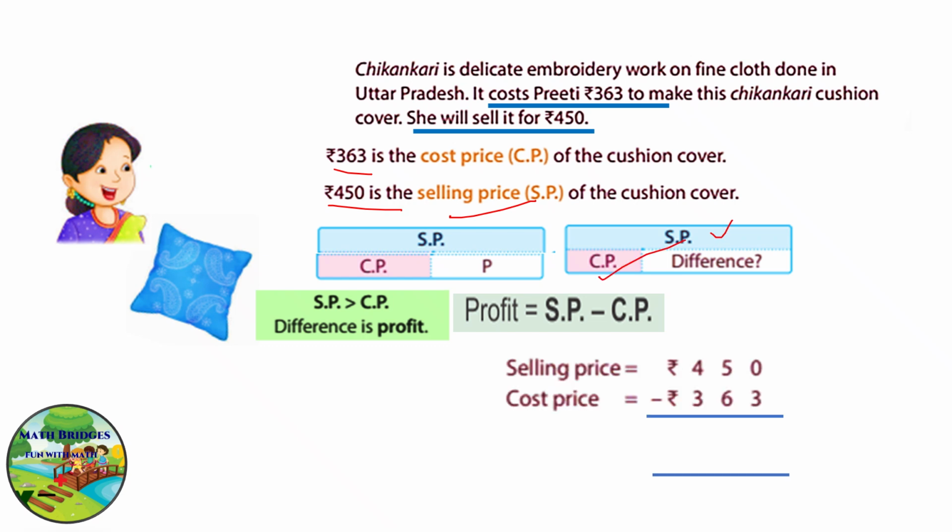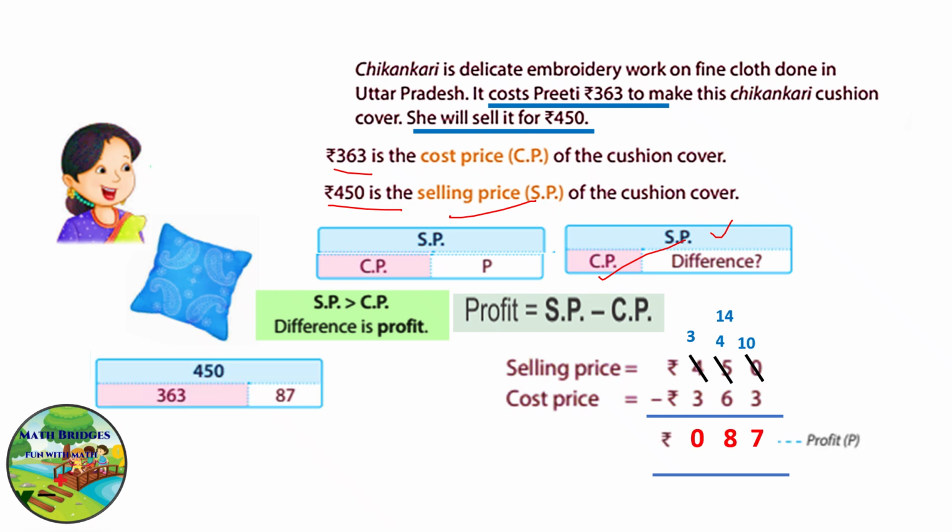You have to write rupees 450 minus rupees 363. When we subtract, 0 minus 3 will not go. So borrow, it becomes 10. 5 will become 4. So 10 minus 3 is 7. Here 14, 14 minus 6 is 8. When you borrow, 4 will become 3, 3 minus 3 is 0. Therefore, 87 rupees profit she got.